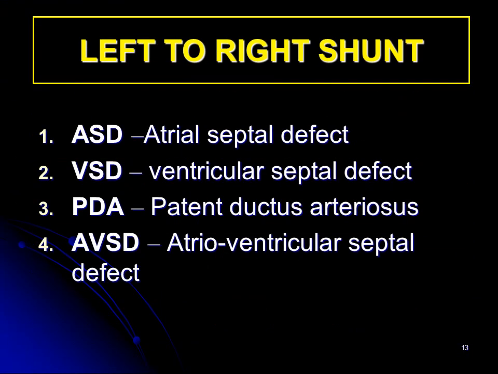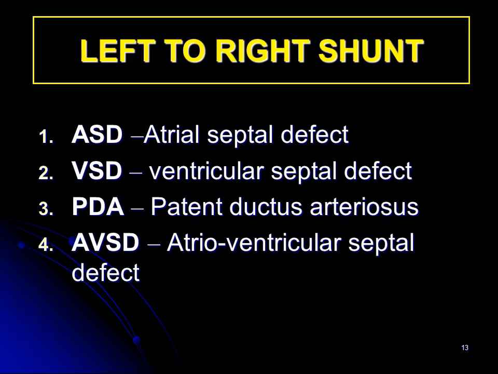A left to right shunt is a type of anomaly wherein the blood is diverted from the left side of the heart to the right side of the heart, hence the term left to right shunt. Due to differentials of pressure gradients, the natural flow of blood is from a higher pressure chamber of the left side of the heart to a lower pressure chamber in the right side of the heart.